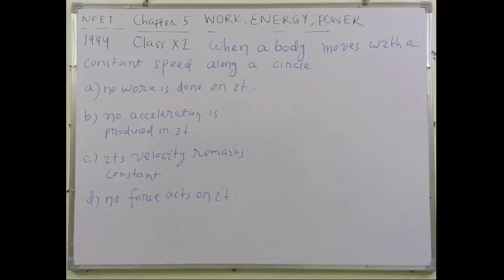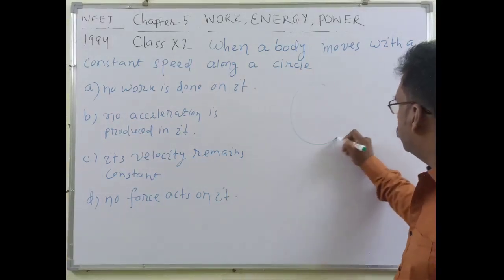Students, this question was asked in NEET exam 1994 from chapter 5 of class 11, that is from the chapter of work, energy and power. When a body moves with a constant speed along a circle, what happens? There are four options given. No work is done on it, no acceleration is produced in it, its velocity remains constant, no force acts on it. Students, let us draw the situation.